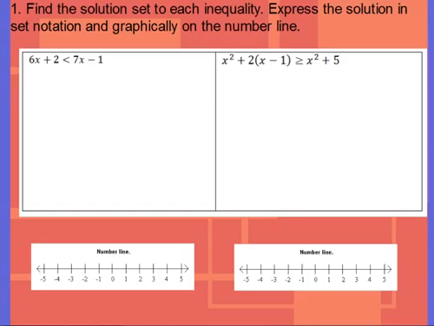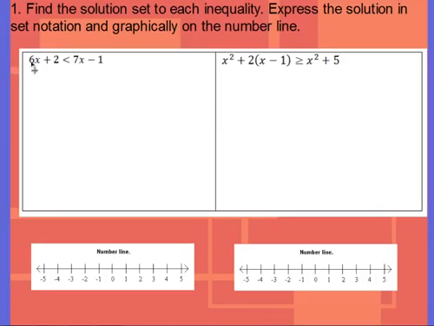Alright, so my first problem says 6x plus 2 is less than 7x minus 1. I'm trying to isolate that variable x by using some of the properties that we have already discussed. We discussed that the properties that we use for equations can also be used for inequalities. That is, our commutative, our associative, our distributive, and our additive and our multiplicative properties of equality can be used in inequalities. So what would I want to do first here?